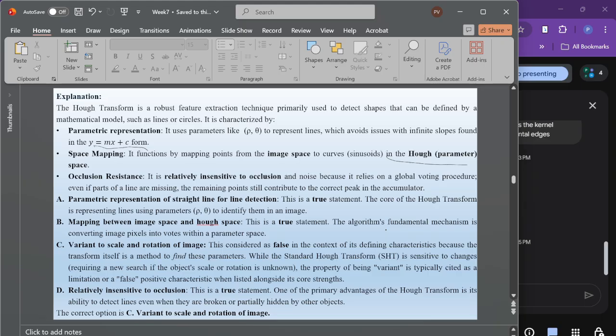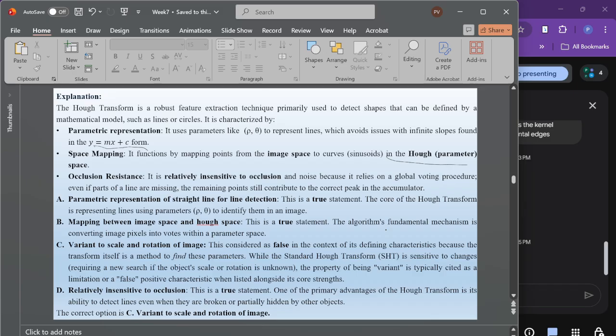Our next option is the variant to scale and rotation of the image. This is false in the context of its defining characteristics, because the transform itself is a method to find these parameters. While the standard transform is sensitive to changes that require a new search if the object scale or rotation is unknown, the property of being invariant is typically cited as a limitation or false positive characteristic when listed alongside its core strengths. So this is a false statement.